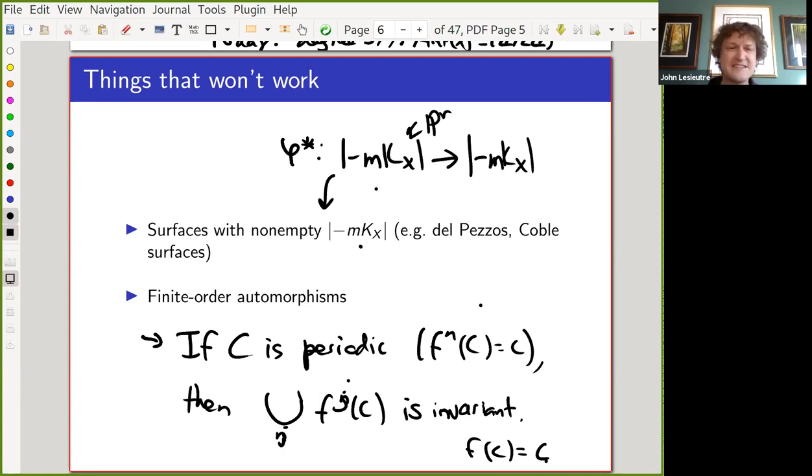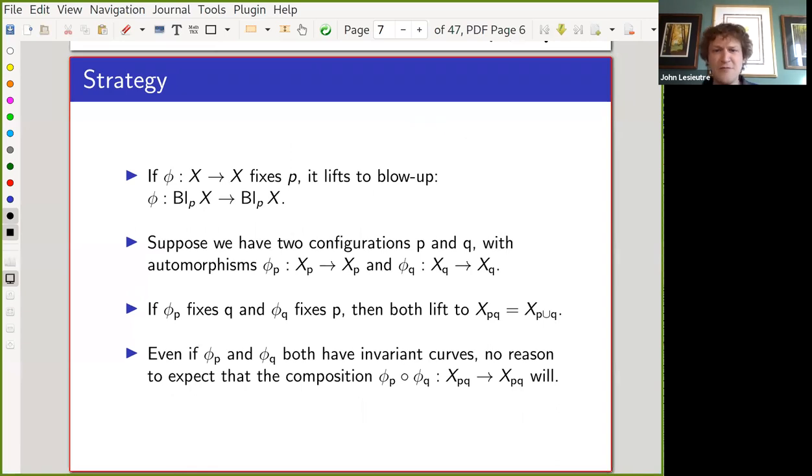We're going to need to look at these infinite order, blowing up at least 9 points type rational surface automorphisms that I gave at the beginning. So here's the basic strategy. Imagine that I already have an automorphism of a rational surface X.